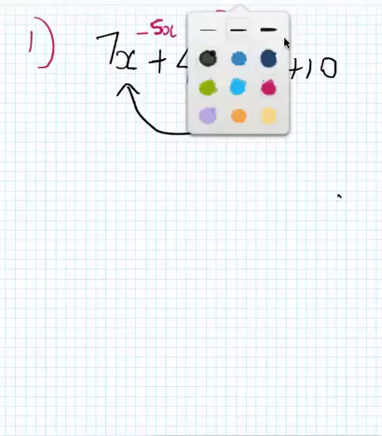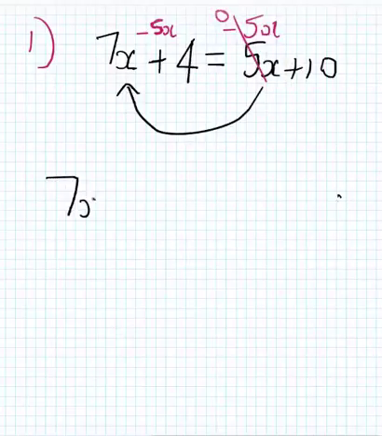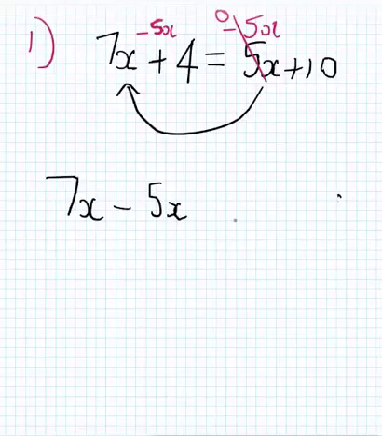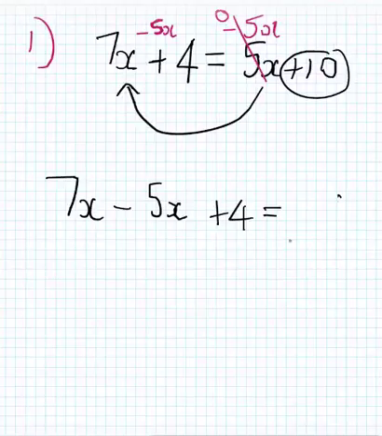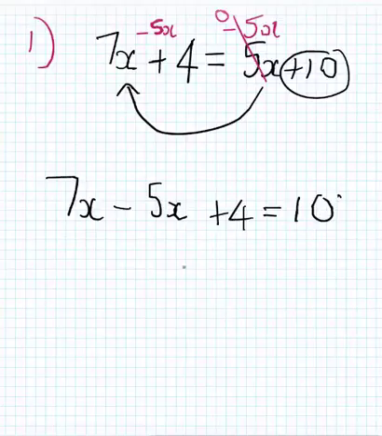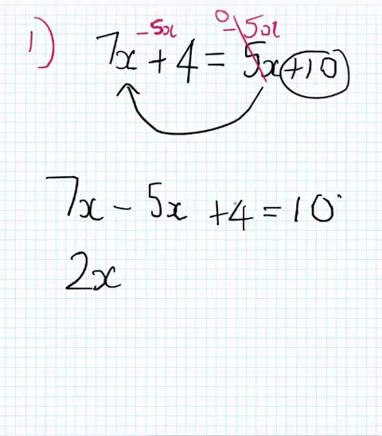So let's just rewrite what we have. We have 7x, it's now minus 5x. The plus 4 is still there, equals, what's left on this side? The plus 10, or positive 10, or we can just write 10 like that. Now, before we solve it, we now have to simplify the 7x and the minus 5x. What's 7x minus 5x? Well, 7 minus 5 is just 2, and we happen to have 2x. The plus 4 is still there, and then we have equals 10.